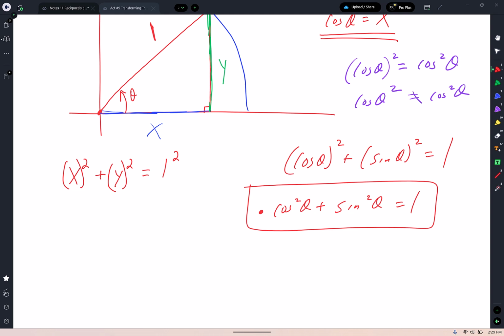Go ahead. Can we put the square outside? Yes, you can, but make sure to put parentheses if you're going to do that. Like you're trying to say like this one that I'm circling in blue. Yes, that's fine.